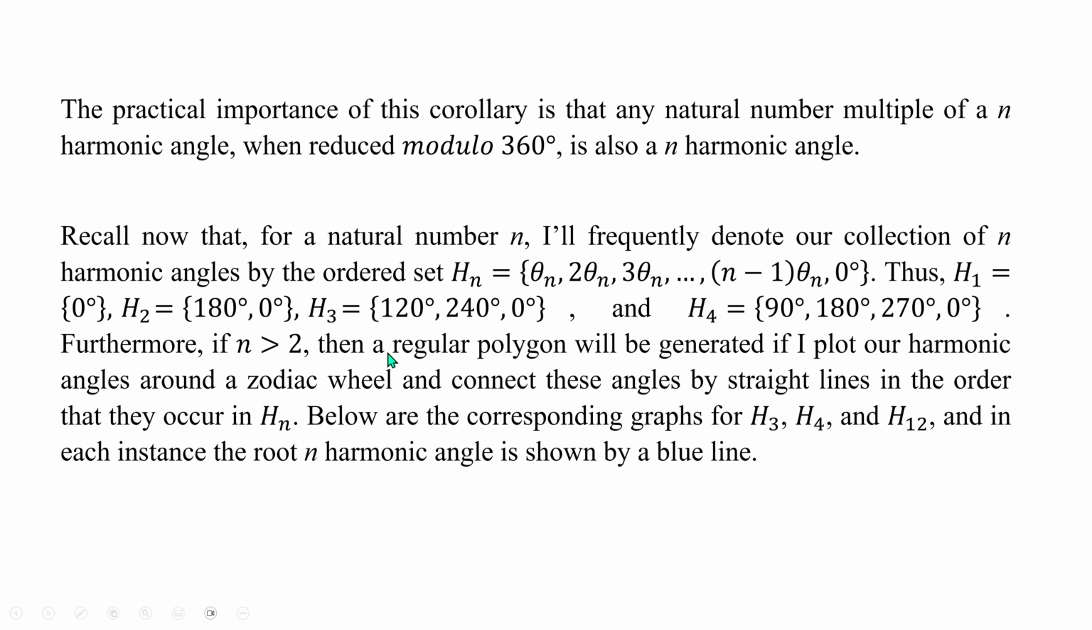Furthermore, if n is greater than 2, then a regular polygon will be generated if I plot our harmonic angles around a zodiac wheel and connect these angles by straight lines in the order that they occur in h sub n. And a regular polygon means that all the sides have the same length. Okay. Below are the corresponding graphs for h sub 3, h sub 4, and h sub 12. And in each instance, the root n-harmonic angle is shown by a blue line.